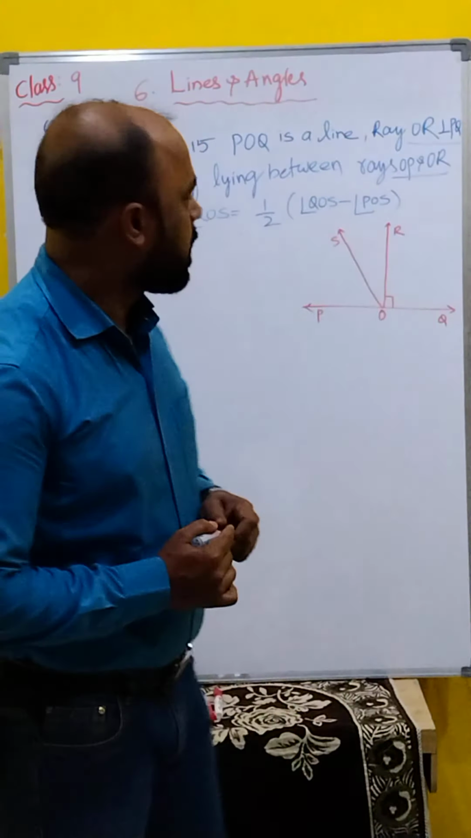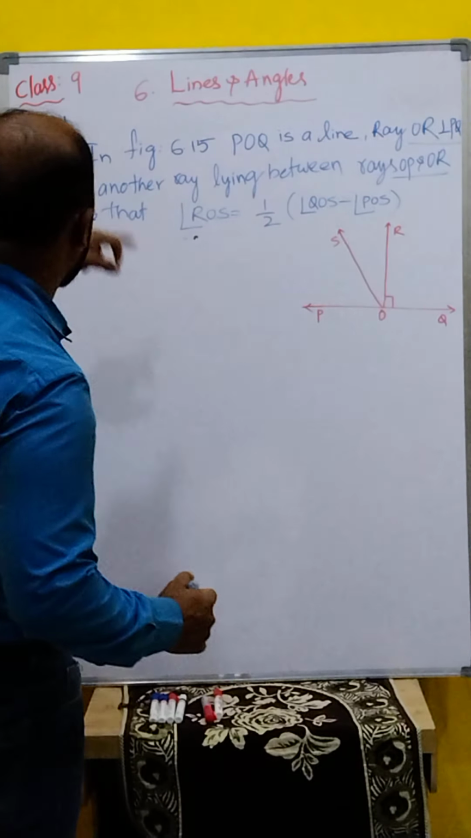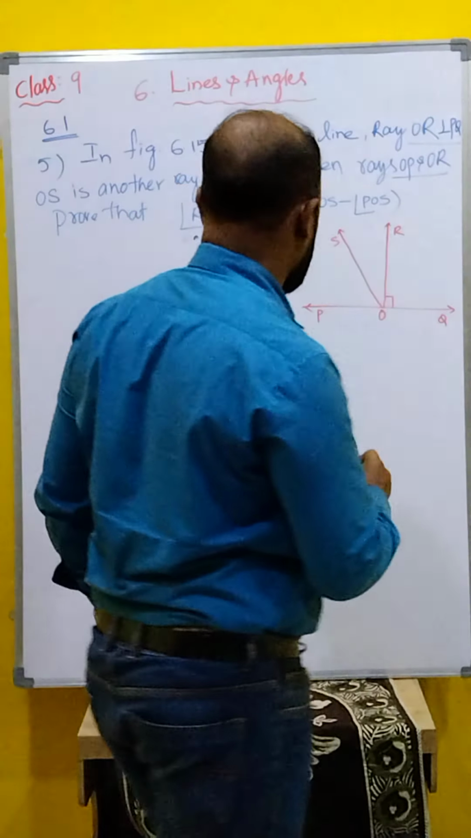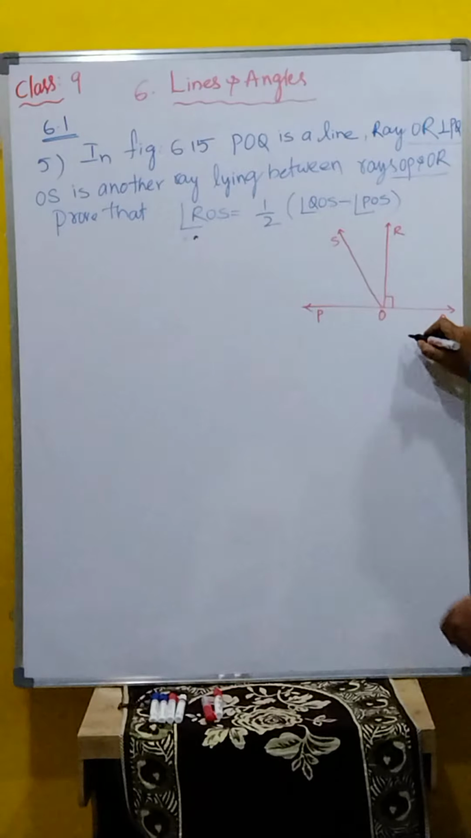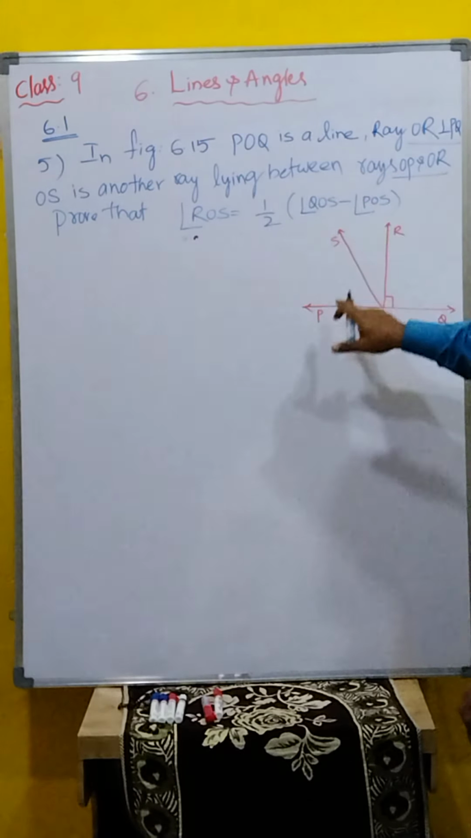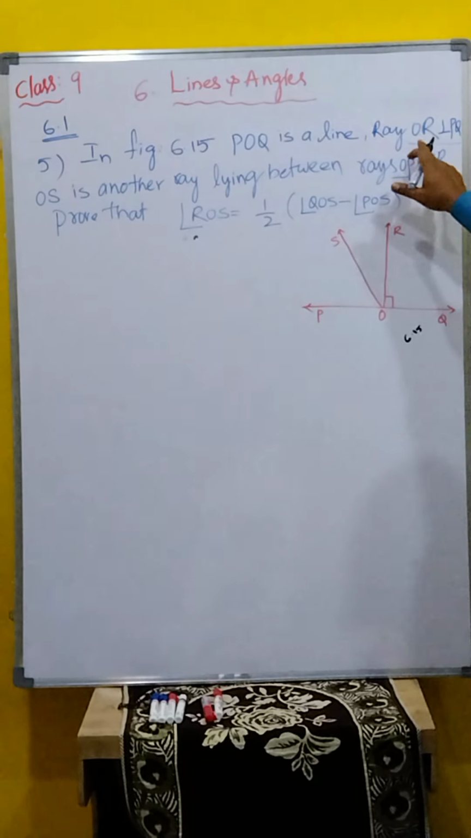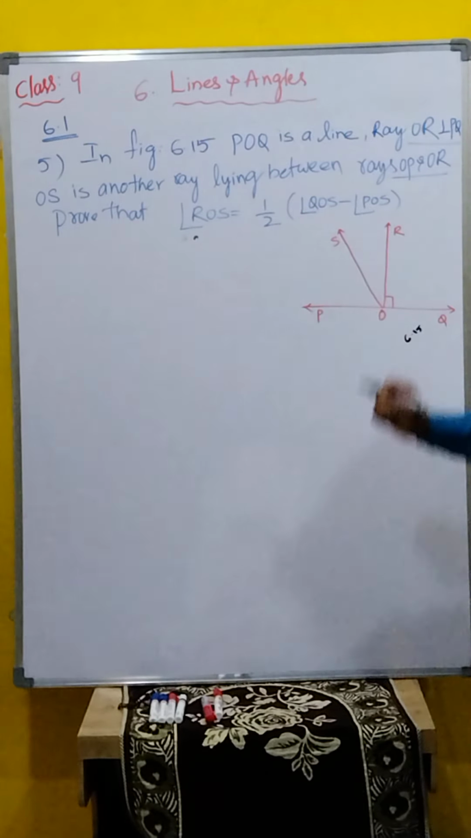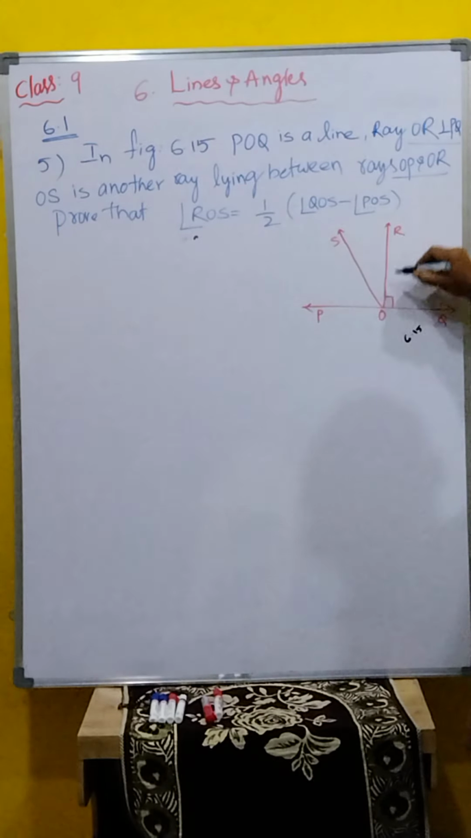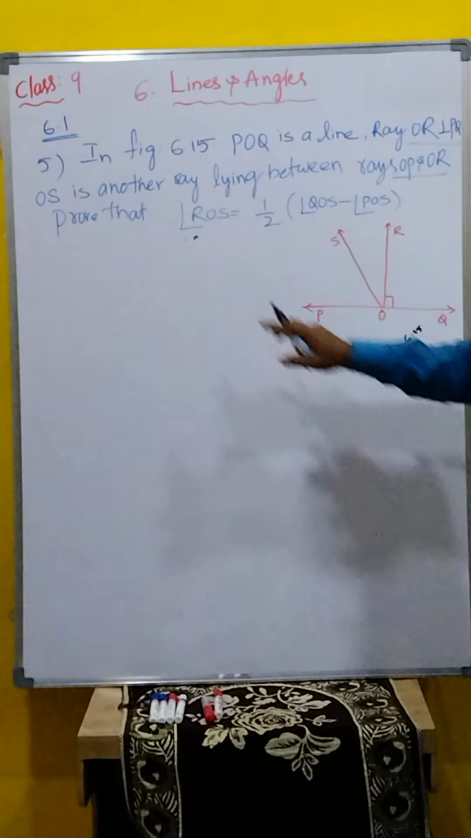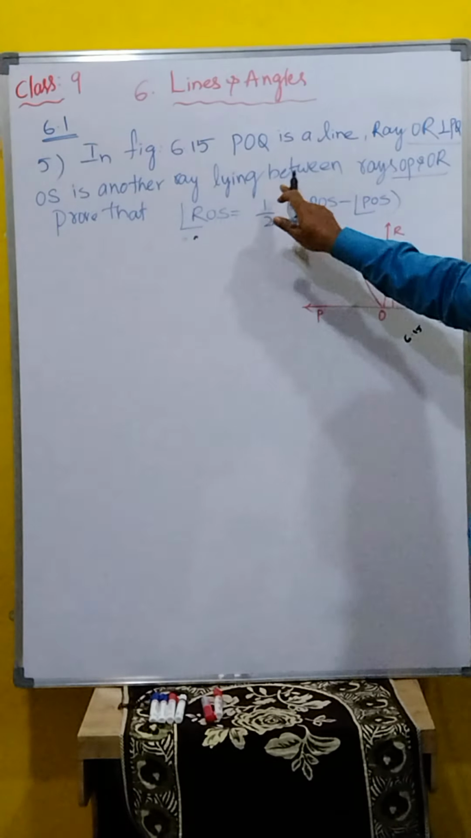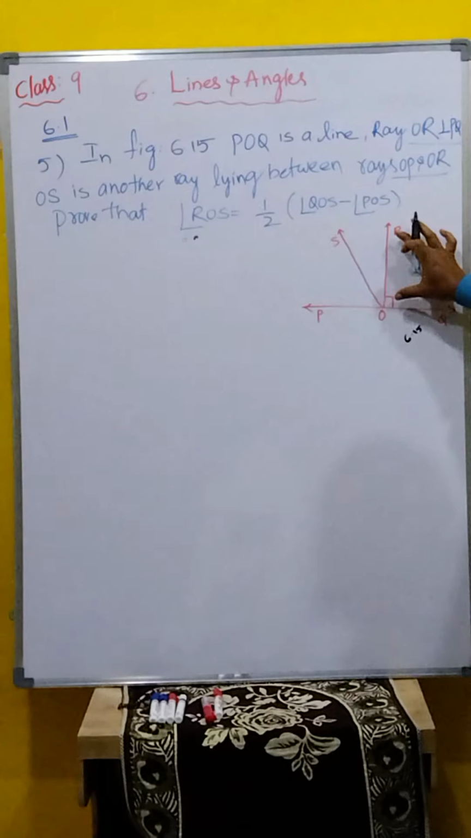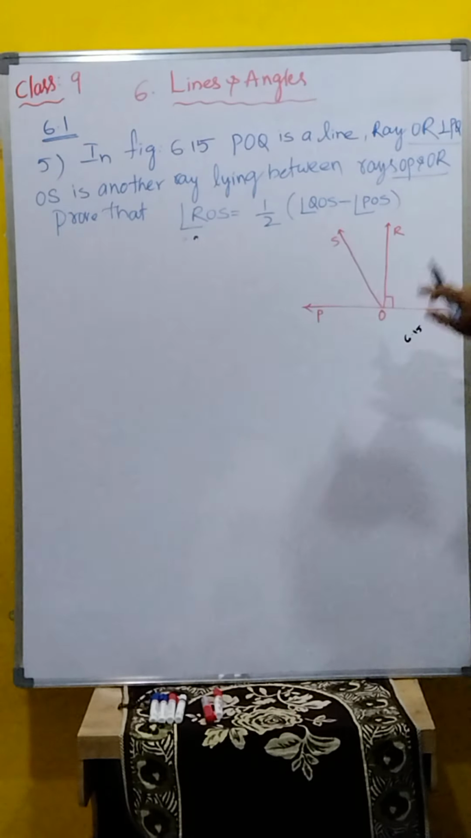Hello students, now we'll go for question number 5 in 6.1. Read the question, understand first, then you will solve it. In figure 6.15, POQ is a line. Ray OR is perpendicular to PQ. OS is another ray lying between rays OP and OR, between these two.